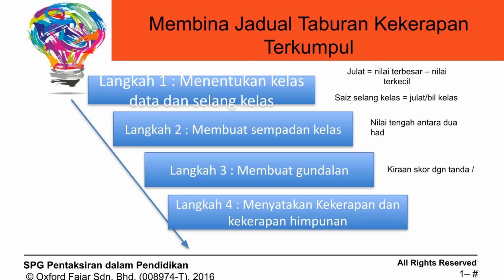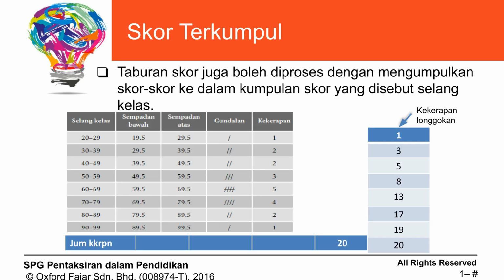To construct a cumulative frequency table, the steps are: determine class data and class interval. Next, set class boundaries. Then, create tally marks. And finally, state the frequency and cumulative frequency. Grouped scores can be processed by grouping them into score groups called class intervals. The table shows class intervals, boundaries, tallies, frequency, and cumulative frequency.